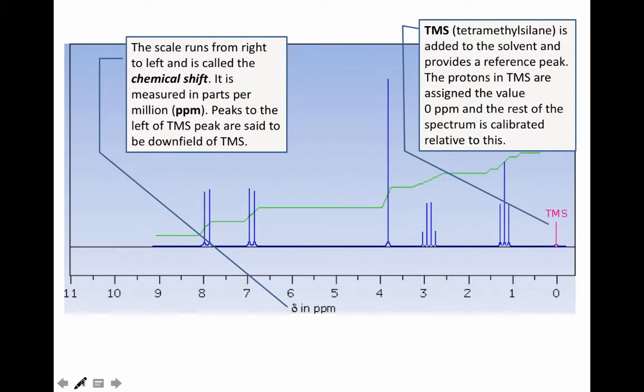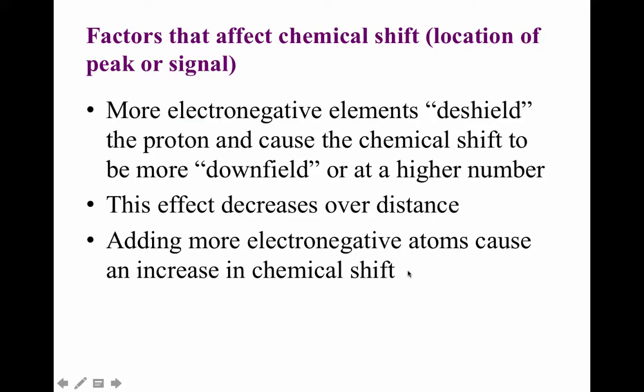So this scale runs from right to left and is called the chemical shift. Peaks to the left of TMS, which are all of them, are said to be downfield of the TMS. Factors that are going to affect the chemical shift.